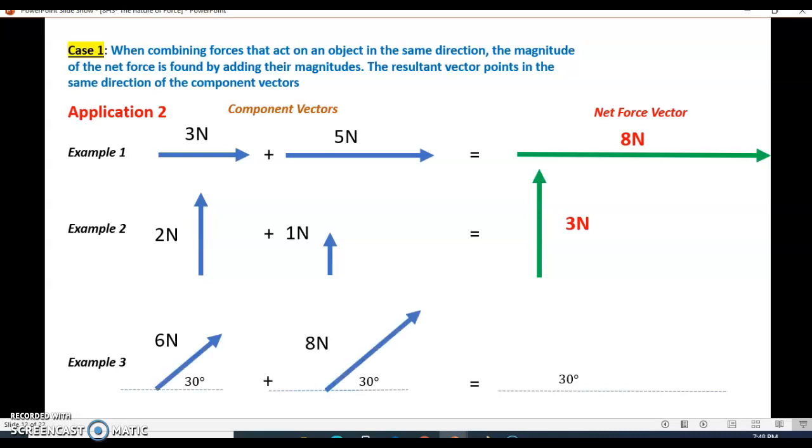Example 3, we have two oblique forces making 30 degrees with the horizontal. So the net force will also be oblique, making 30 degrees with the horizontal, and its magnitude will be equal to 6 plus 8, which is 14 Newton.